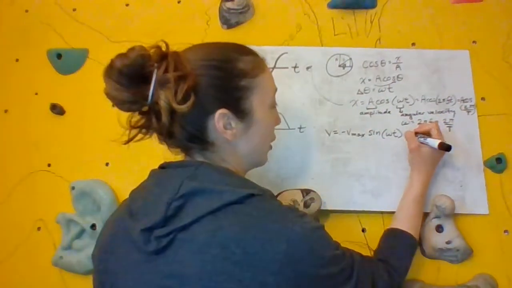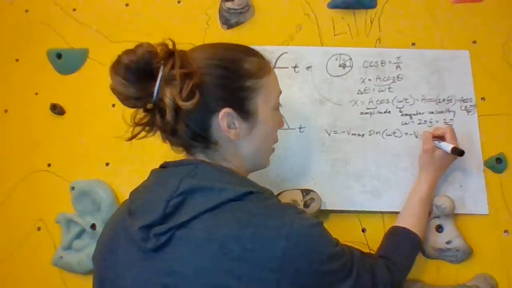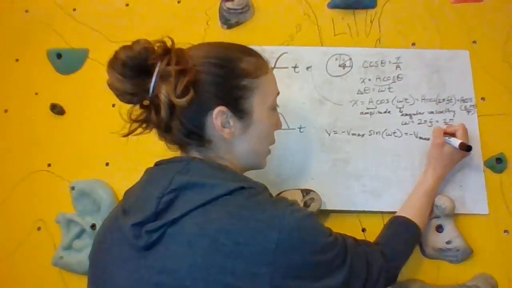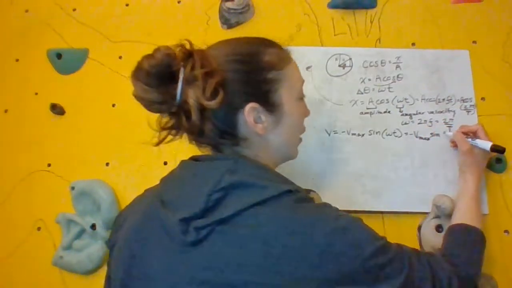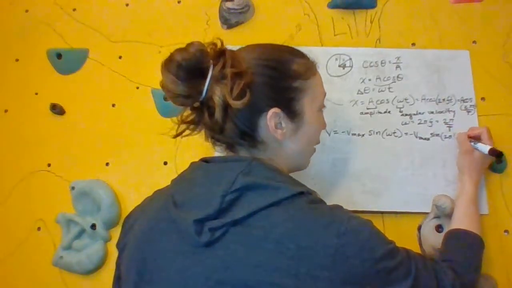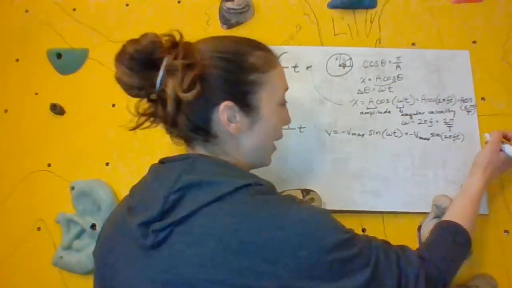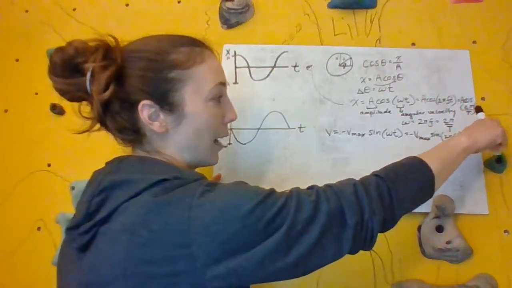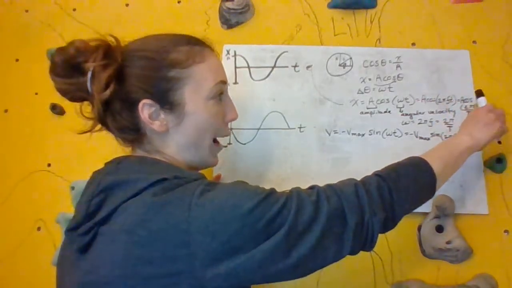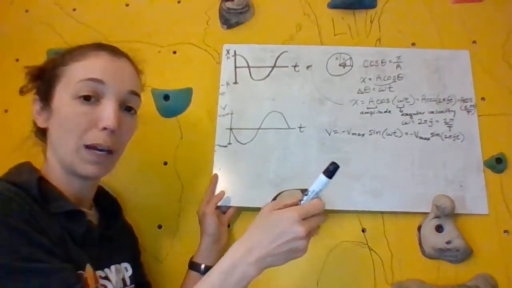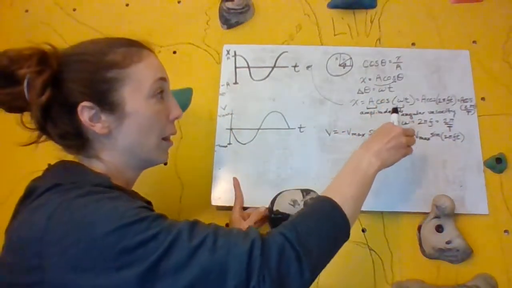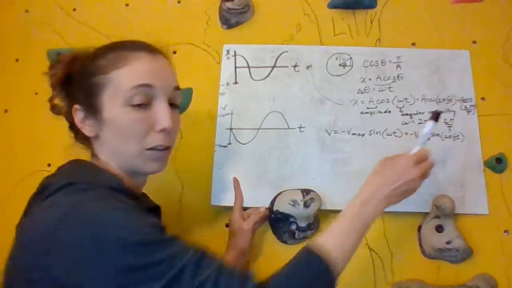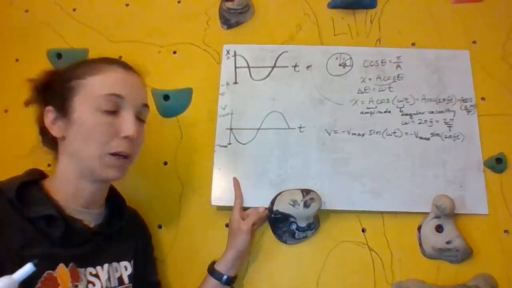Oh, sorry, I wanted to rewrite this again. V max times the sine of 2 pi f times t, and then I'm not going to write it, but you can also do negative v max times the sine of 2 pi t over T. So you can use the different equations for angular frequency to get whatever you need.